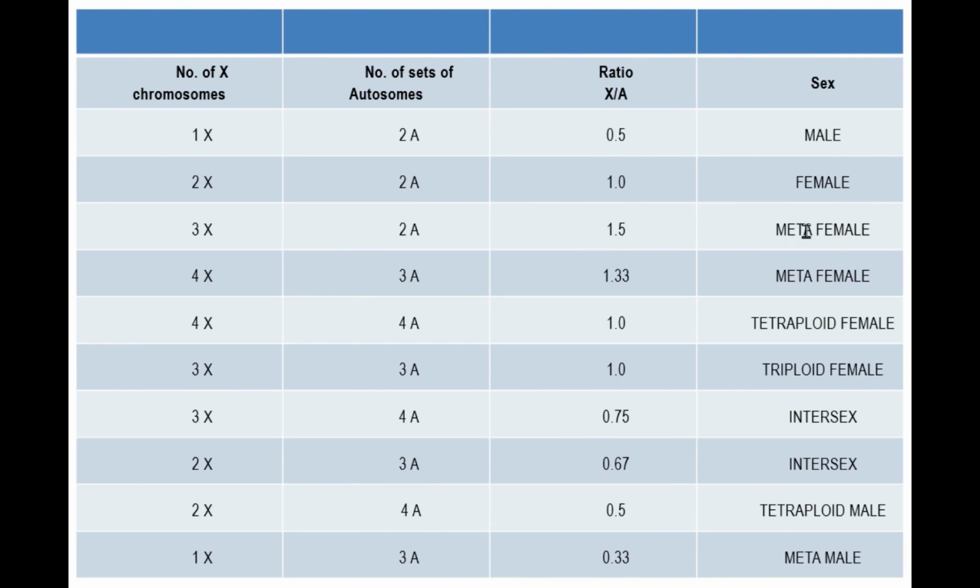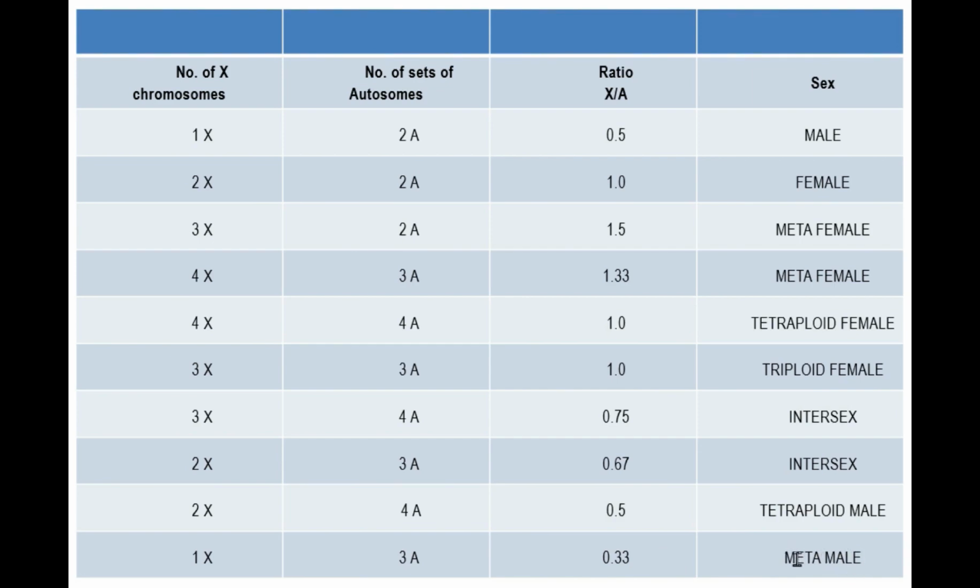Okay, similarly there may be the opposite case, where the zygote carries the X chromosome 1 as usual, but instead of 2 sets of autosomes there are 3 sets of autosomes, because of chromosome non-disjunction. So 1X divided by 3 sets of autosomes gives 0.33, and this genetic strength leads into the formation of meta male or super male.